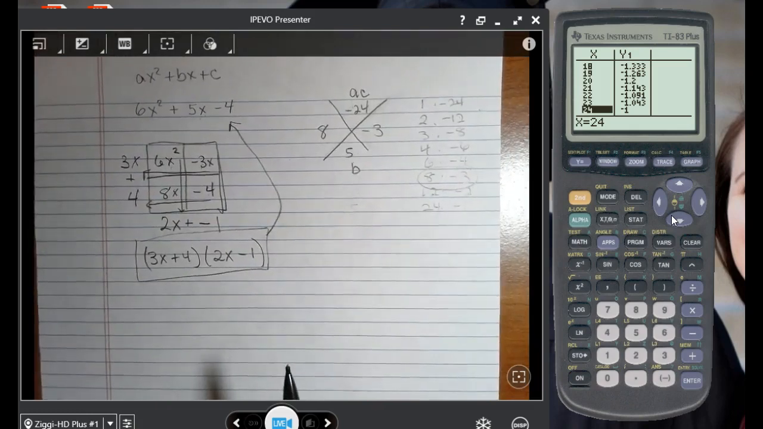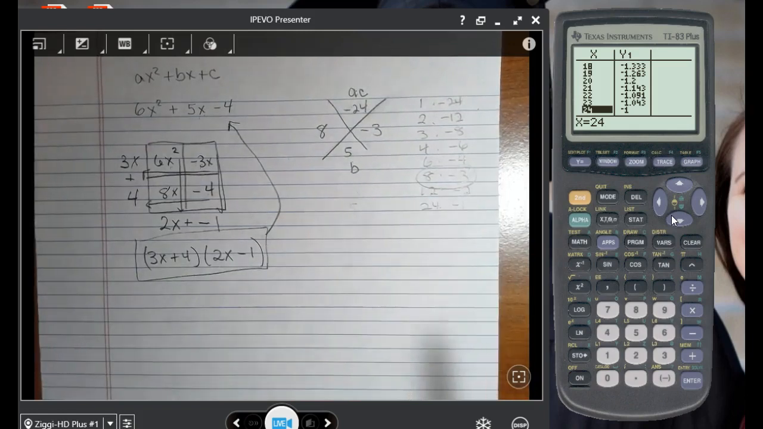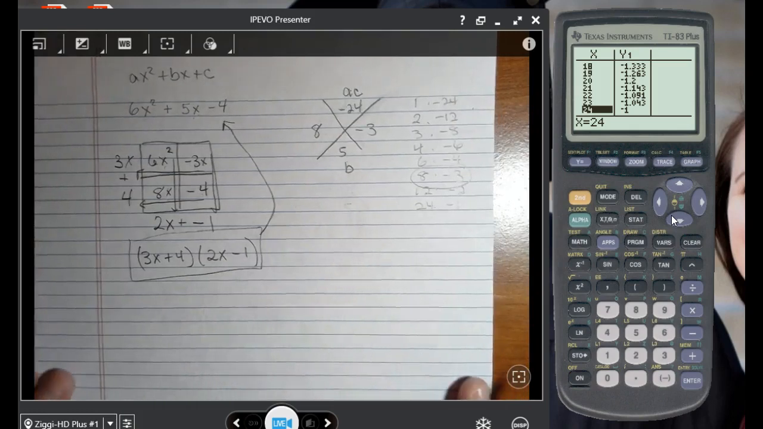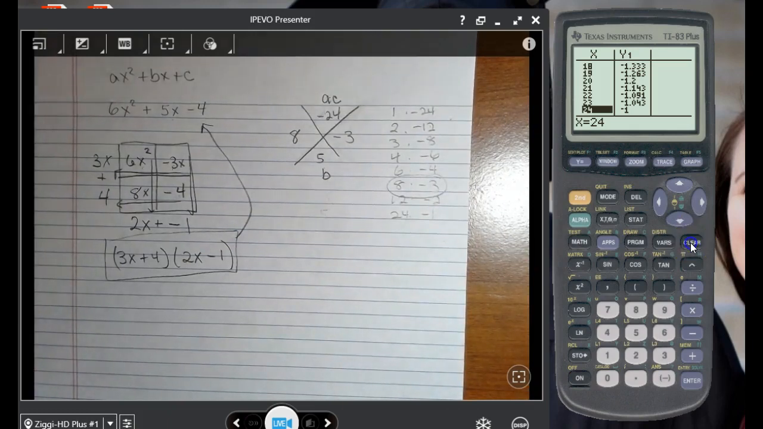So that's using a box method and a part of an AC method, if you want to call it AC method. Again, there's lots of different ways to do factoring. If you find one that works, please use it. And hopefully this will help with any questions you may have as far as factoring.